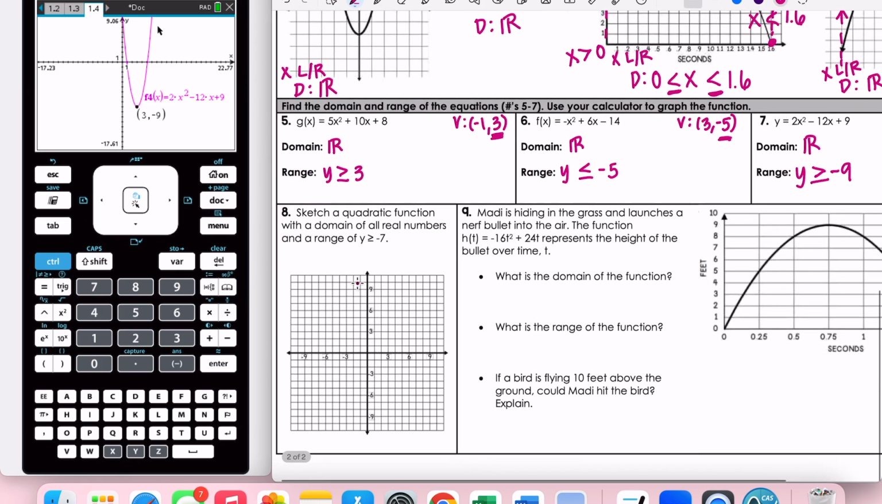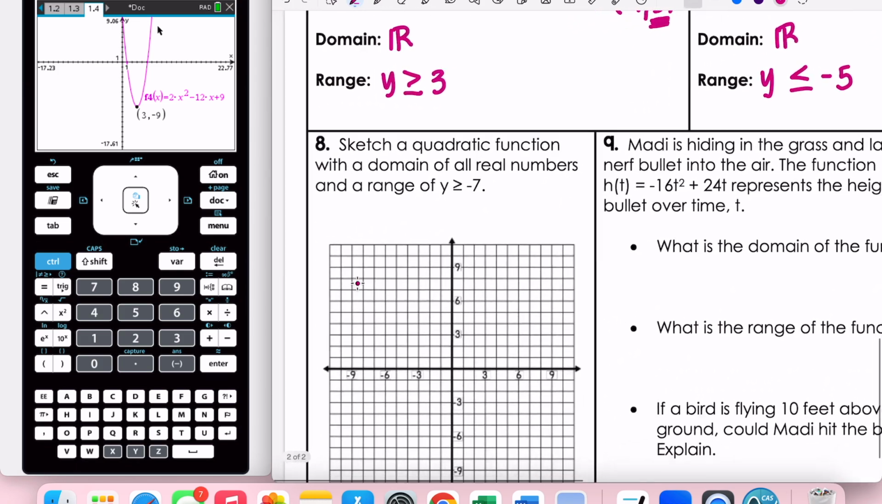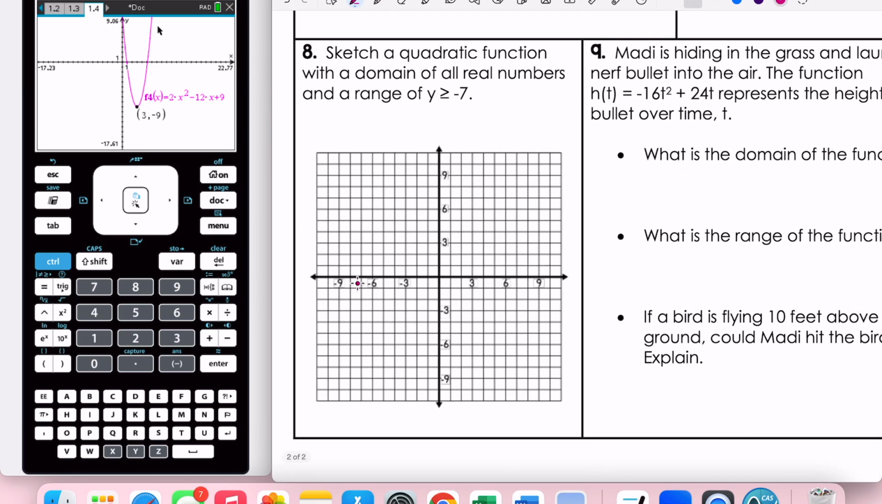Number 8 says, sketch a quadratic function with the domain of all real numbers and a range of y is greater than or equal to -7. So when I look at this graph, remember, guys, domain of all real numbers means that my graph will continue to keep going on forever and ever in both directions. What we mainly want to pay attention to is that I have to have a range of y is greater than or equal to -7.